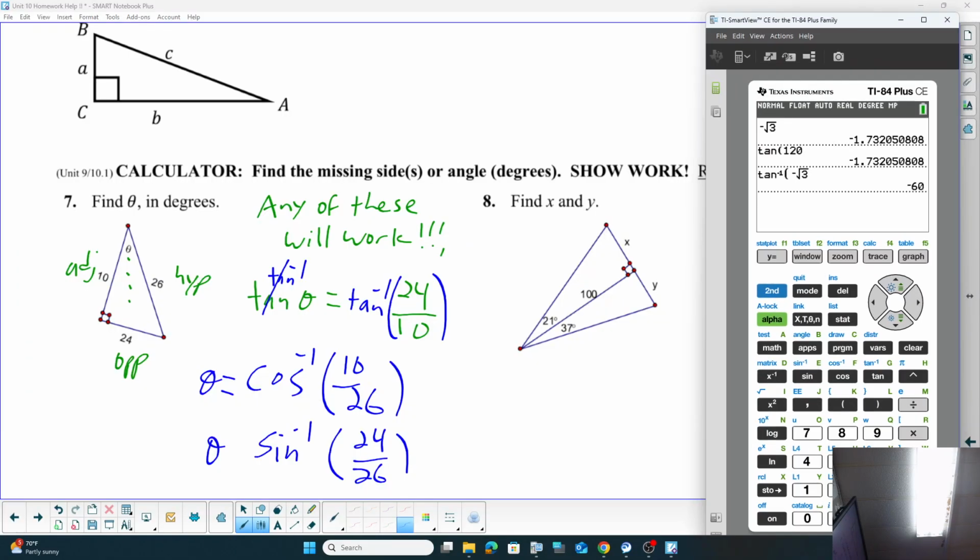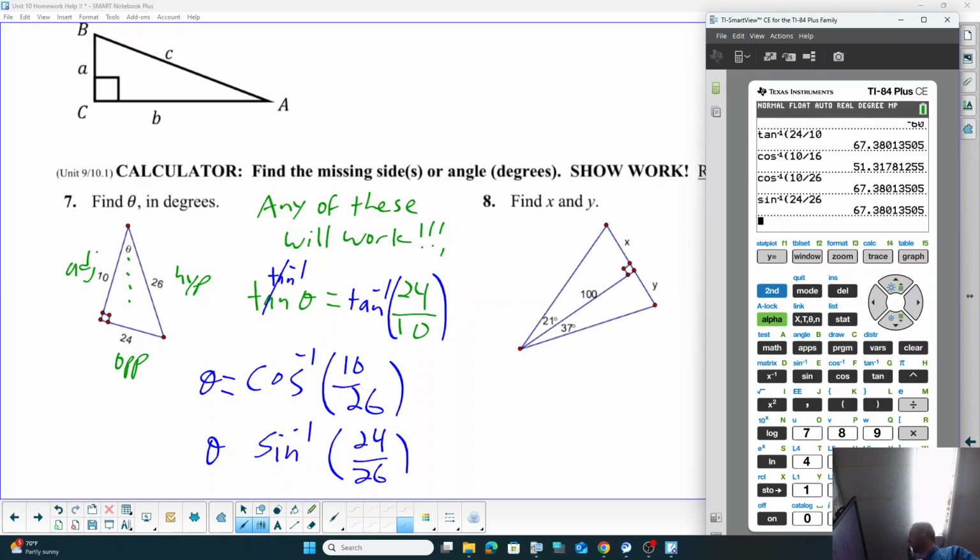Make sure we're in degrees. Okay, so we do an inverse tangent of 24 over 10. So we get 67.3, or you could have done inverse cosine of 10 over 26, because they gave us all the sides. 26, there it is, 67.38. And last but not least, inverse sine of 24 over 26. So you choose, they all work when you have all 3 sides. So all of them equal 67.38.